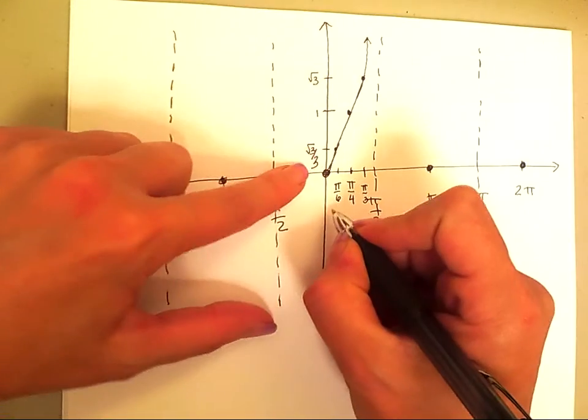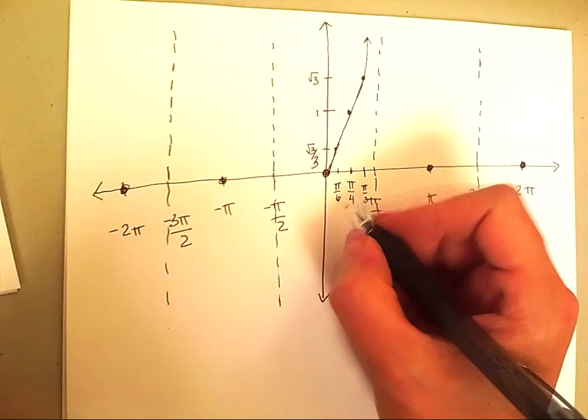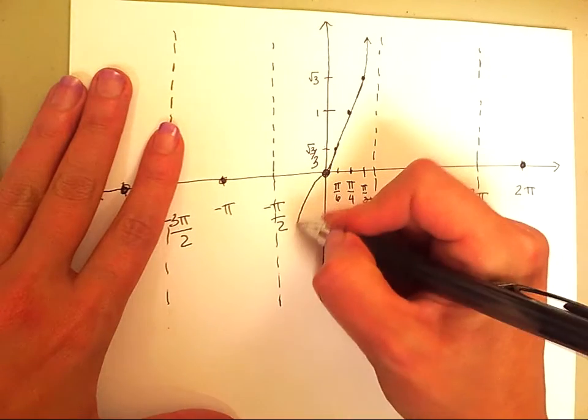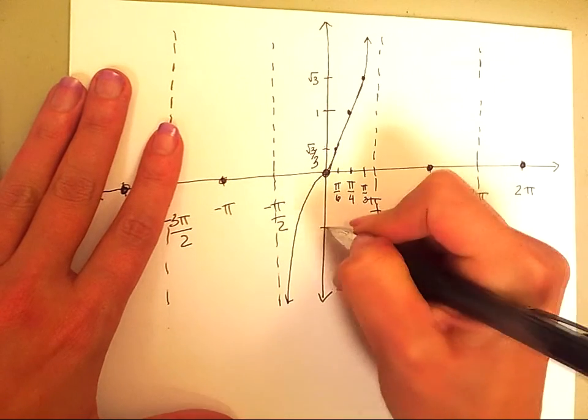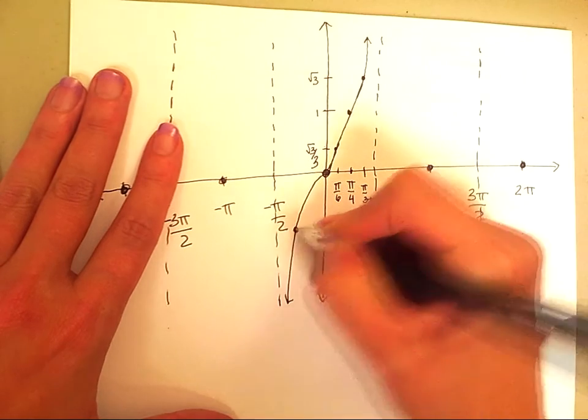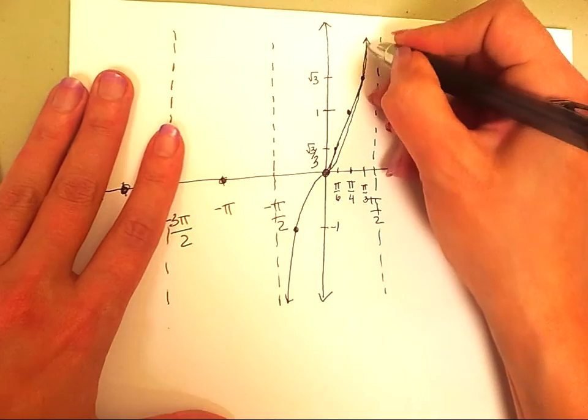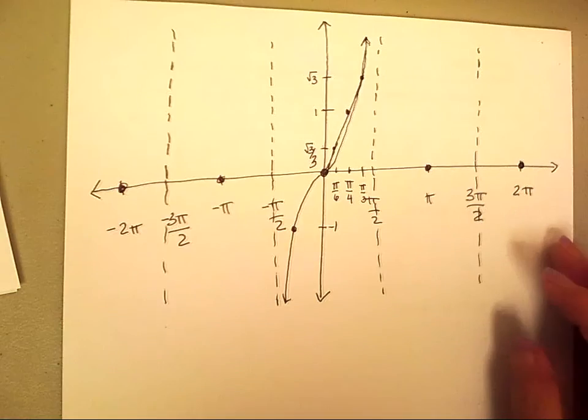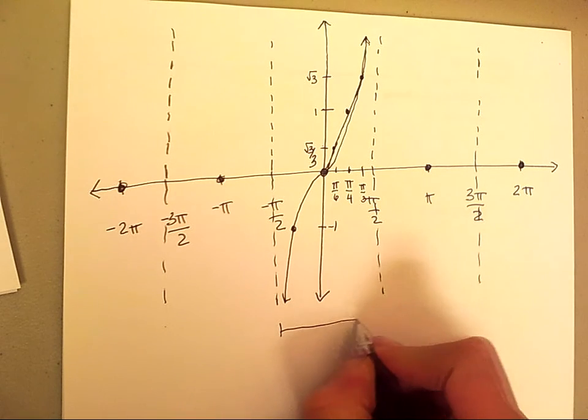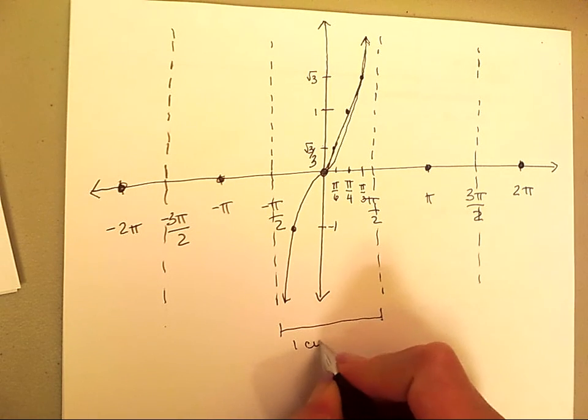Now the same thing's going to happen in the opposite direction. At negative pi over 6, negative pi over 4, and negative pi over 3, this graph is going to be taking off. Down here's negative 1. Should be a little bit more curved. And it turns out that this is one cycle.